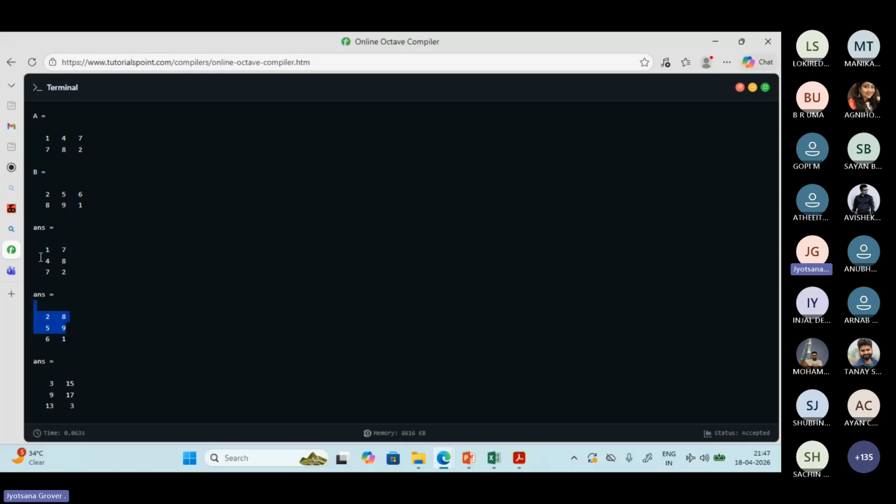Now this is A transpose, this is B transpose. Now you have to add. So result is 3, 2 plus 1 is 3, 7 plus 8 is 15, 4 plus 5 is 9, 8 plus 9 is 17, 7 plus 6 is 13, 2 plus 1 is 3. You got it? Is it okay? This is A transpose plus B transpose.